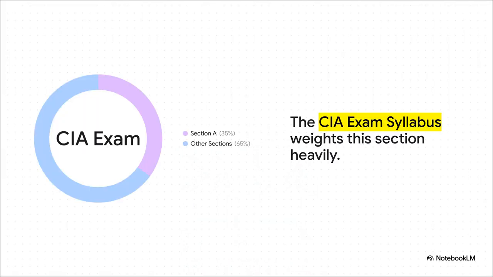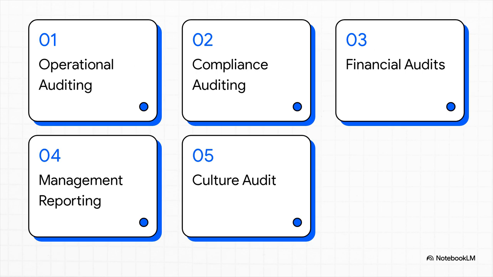But right before we dive in, here is a massive fact for those of you focused on your studies. The concepts we're unpacking today make up a whopping 35% of Part 1 of the CIA exam syllabus. So mastering this material isn't just good practice, it's absolutely essential for your certification and for really mastering corporate governance. So we'll be structuring our investigation today around what we call the 5 pillars of trust. That's operational auditing, compliance auditing, financial audits, management reporting, and finally, the culture audit.